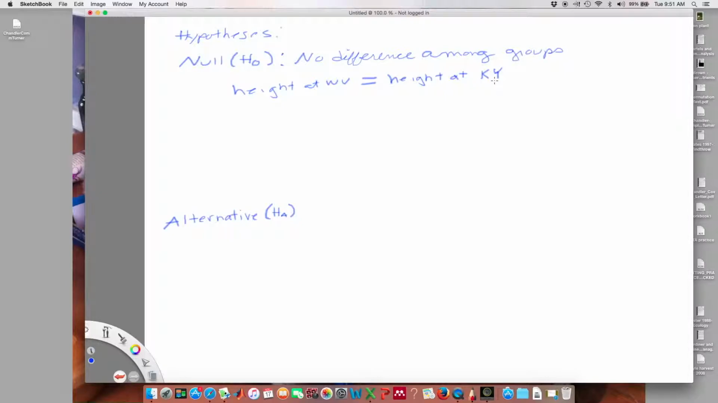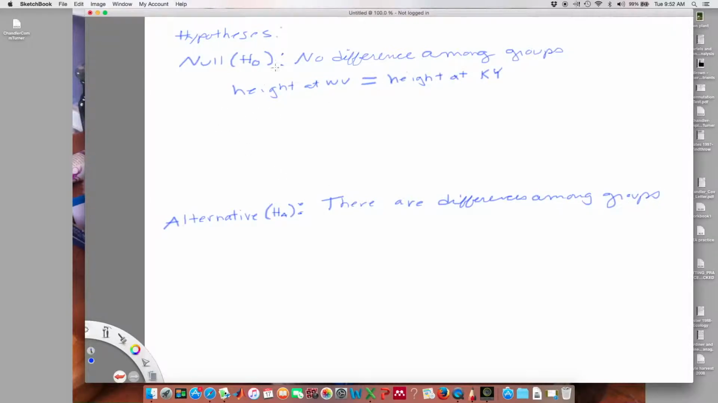So the null hypothesis is what we are worried about the most in statistical testing. We're testing our null hypothesis when we run our analyses. But the alternative hypothesis is one that we're more accustomed with. It's basically forming the question. So alternative hypothesis is there are differences among groups.